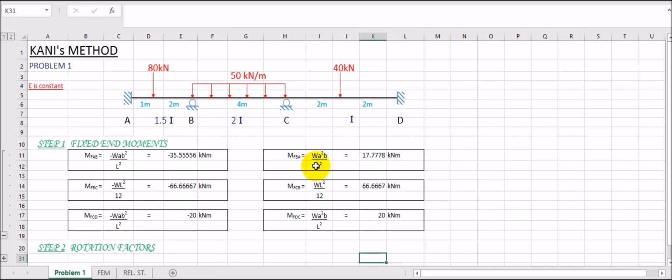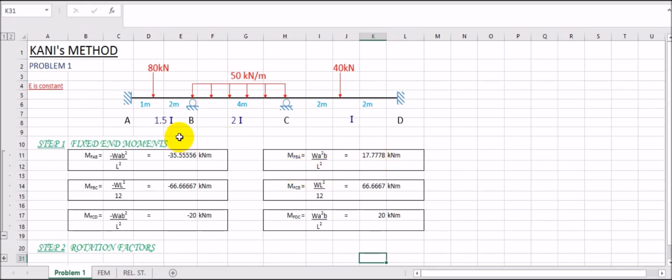Now we come to MFBA, that is the fixed end moment at the intermediate joint B. It is W a square b by L square, where W is 80, a is again 1, b is 2 and L is 3, the length of the member. And it is positive because here a clockwise resisting moment occurs, and according to my sign convention, clockwise is positive. So it comes up to be 17.7778 kilonewton meter.